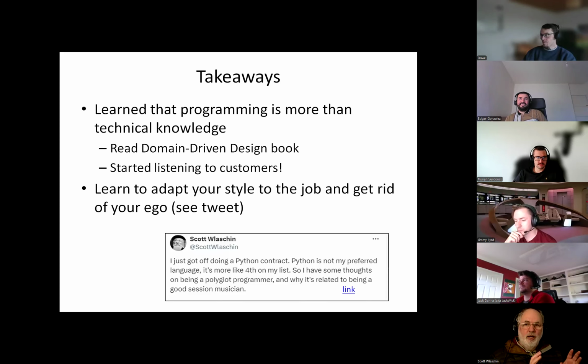You don't play some sort of shredding metal riff when you're playing country music, and vice versa, you don't play steel guitar in a rap song, or maybe you do. But the idea is you deliberately suppress your ego. You try to figure out what's the best thing for the situation, and that's something I learned during my contracting years. I recommend that you turn off your ego and adapt your style.